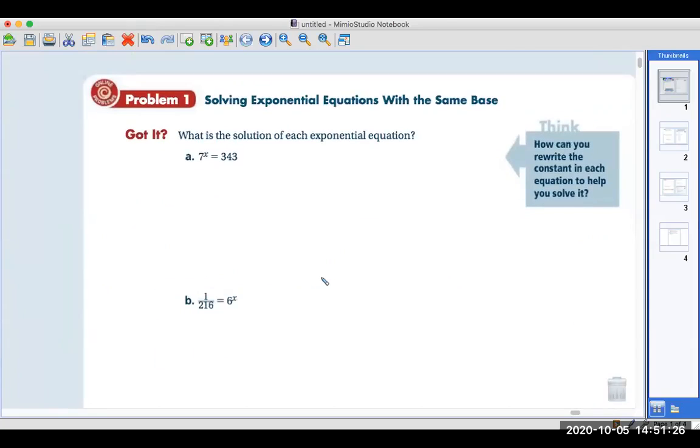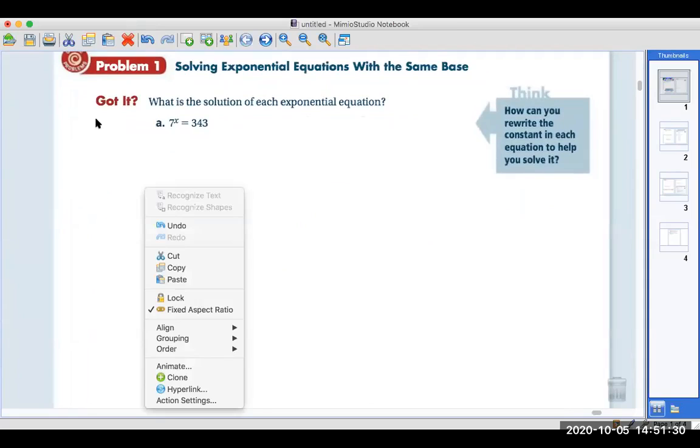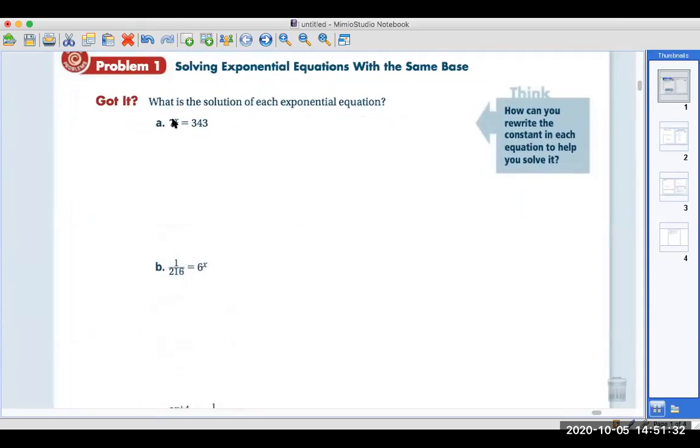We're looking at problem 1. Let's see what the solution is. We're looking for x. Notice this is an exponential equation. The x is your exponent. It's higher than the base. The base is 7. So somehow we have to take 343 and turn it into some power of base 7.